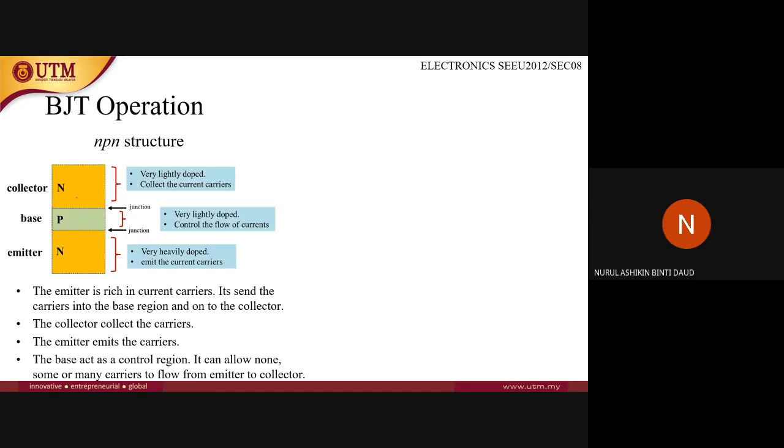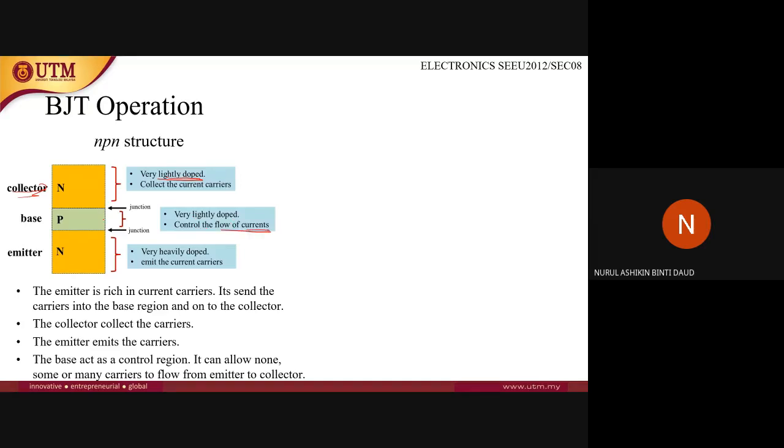So in the NPN structure, this is the collector. This is the base. The base is going to be in the middle, and this is the emitter. The N region at the collector is very lightly doped, and it collects the current carriers. That is the characteristic of the N region at the collector. The P region at the base is very lightly doped as well, and it helps to control the flow of currents.